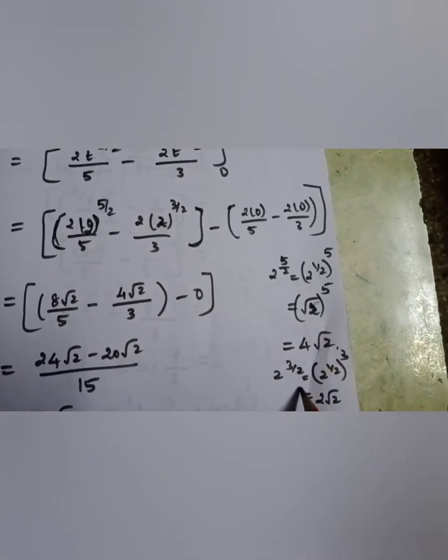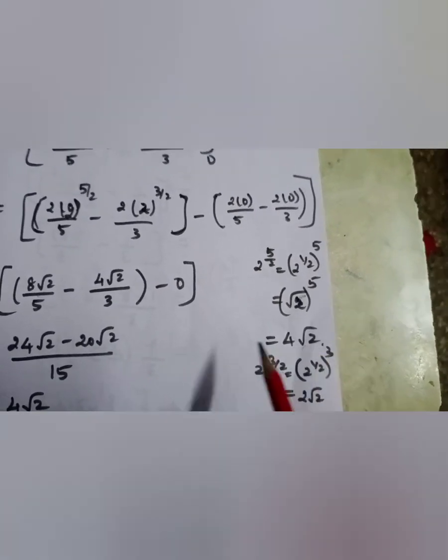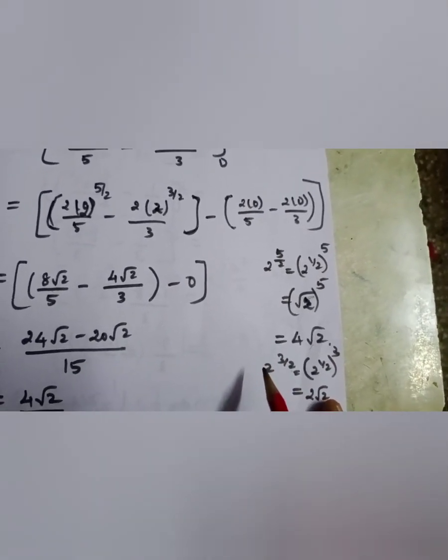Similarly, I can write this 2 power 3 by 2 as 2 power 1 by 2 the whole cube. That is root 2 into root 2 into root 2. That is 2 root 2. Again I am having a 2 here. That is 4 root 2. Then after subtracting, I am getting the answer. So this is all now important 3 mark sum.